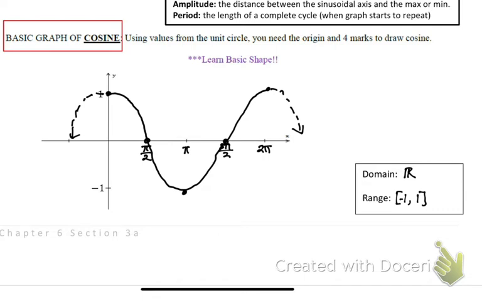All right, we learned amplitude is basically that halfway point up to the top. What's the amplitude of this one? 1. The amplitude is still 1. What's the period of this one? How long does it take till I start doing dashed lines because I'm repeating it? 2 pi. It's still 2 pi.